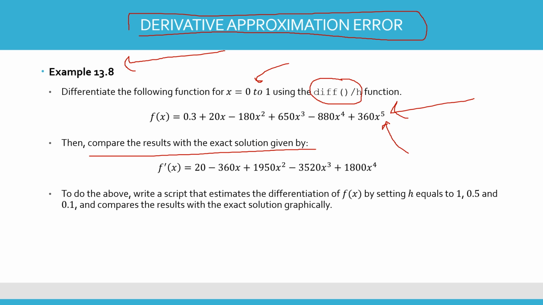Basically this is the function. You differentiate this function manually using mathematics, and you will get this. We want to know if Matlab's estimation is the same as the real function. To do this, we have to write a script that estimates the derivative of f(x) by setting h equal to 1, 0.5 and 0.1. Remember, you can vary h and compare the results graphically.